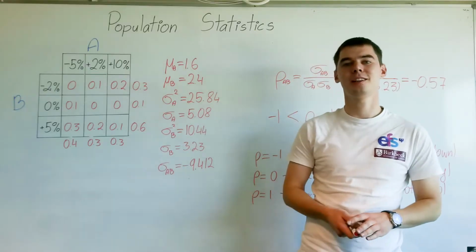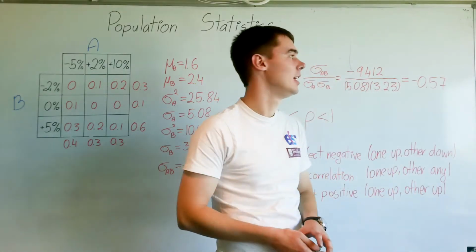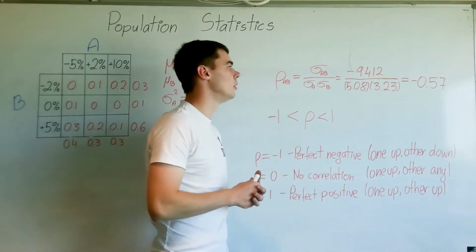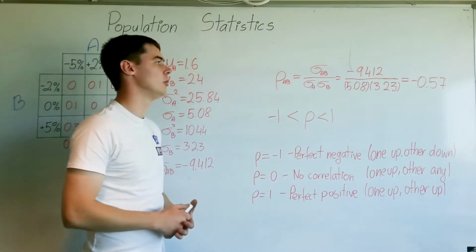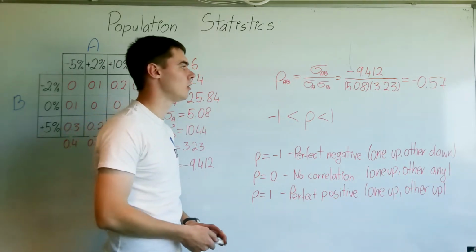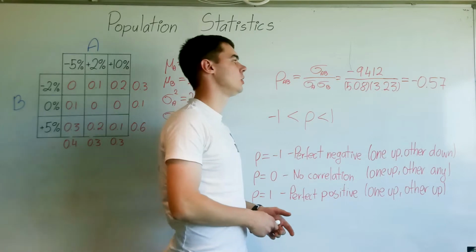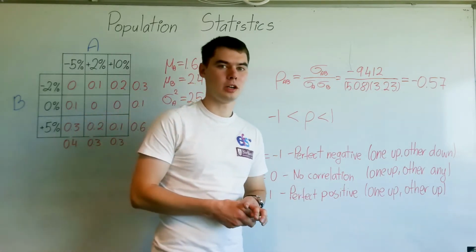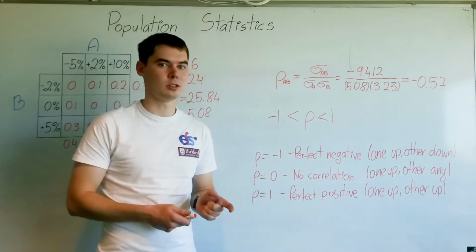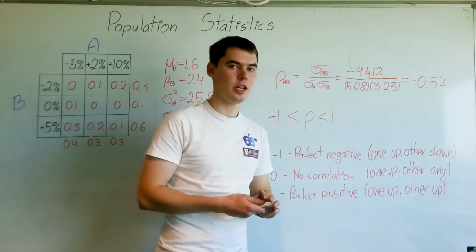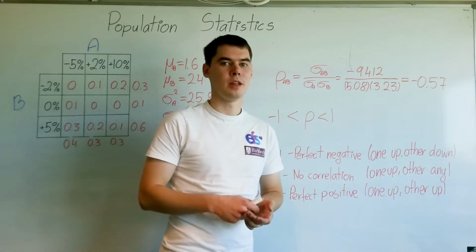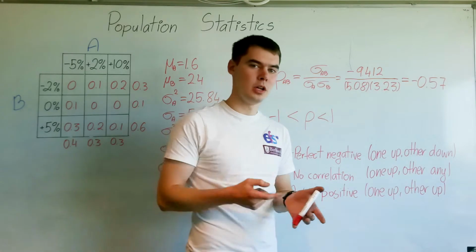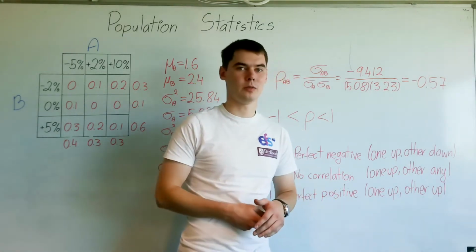Finally, we can calculate the correlation between share A and share B, and it is equal to minus 9.412 divided by 5.08 times 3.23, and it is equal to minus 0.57. Please note that the correlation can only take values between minus 1 and 1, and when correlation is equal to minus 1, it is perfect negative correlation. That is, when one variable goes up, the other will go down, and vice versa.